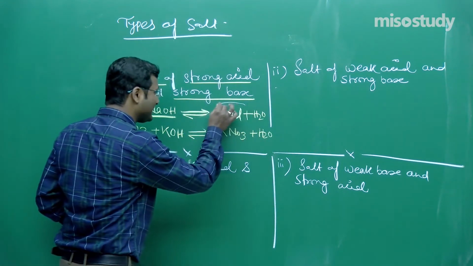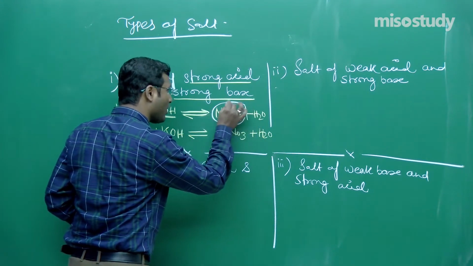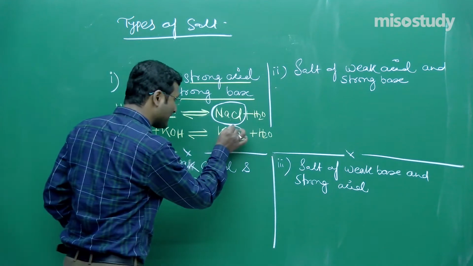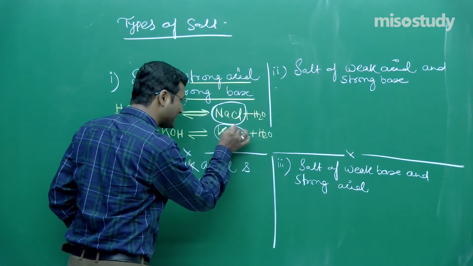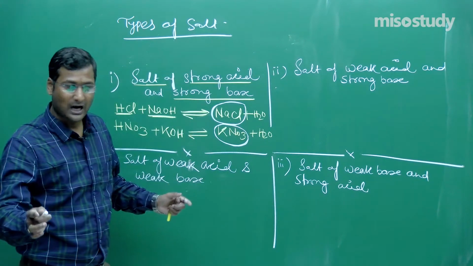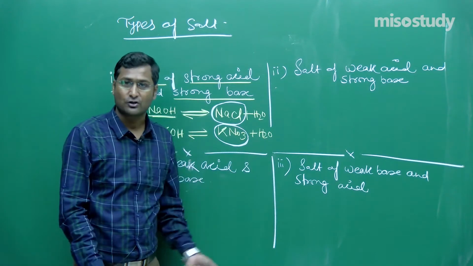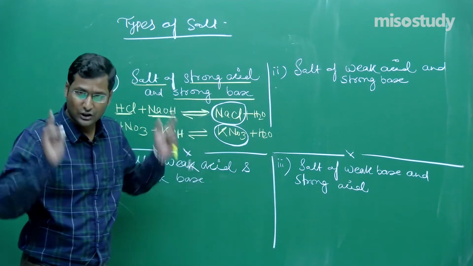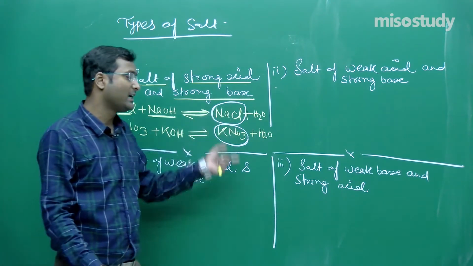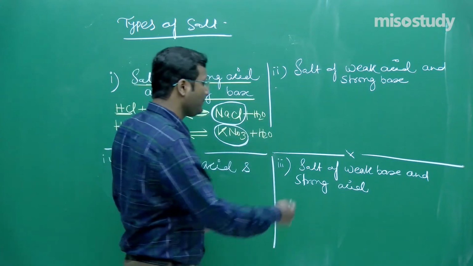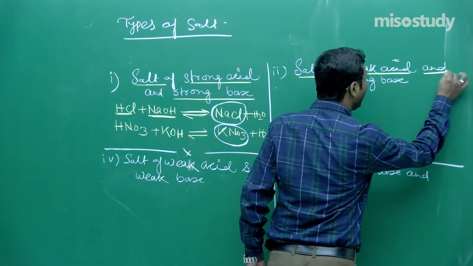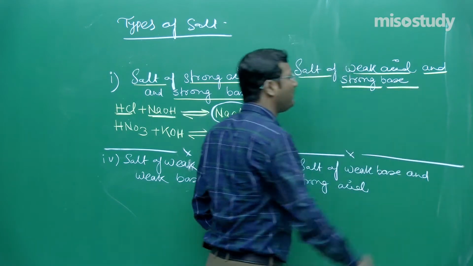So this is a salt of strong acid and a strong base. So if anyone asks you to write down the salt of strong acid and strong base, take a strong acid and a strong base. Neutralization will take place, you will get the output. Now moving here, the next type is salt of weak acid and strong base.